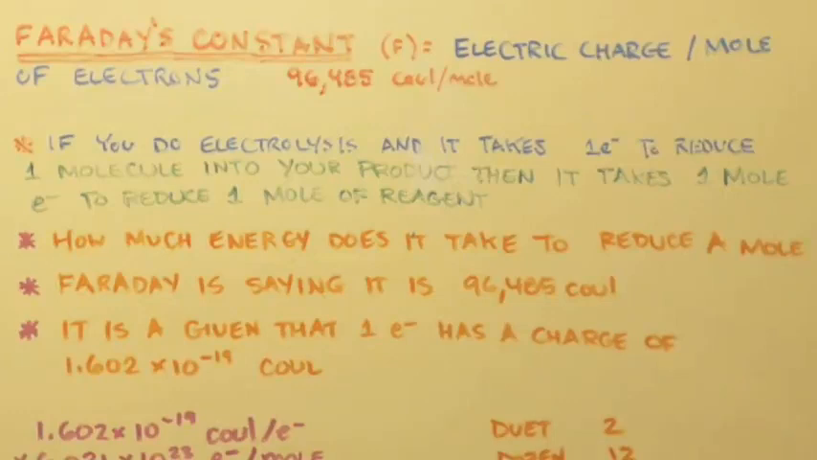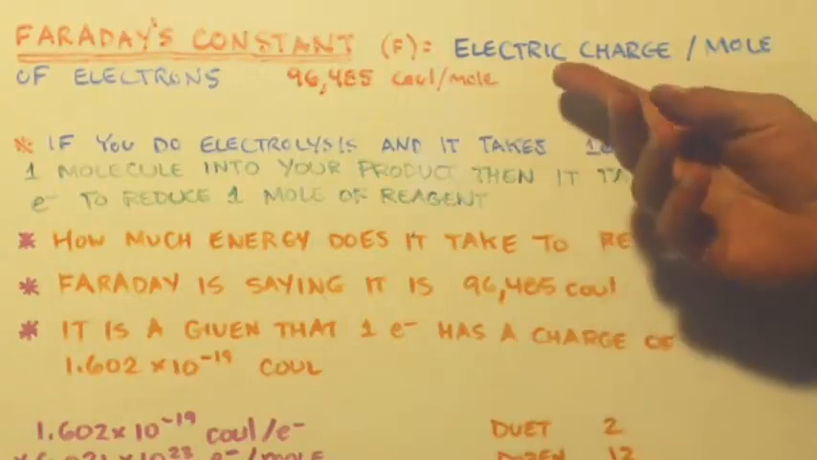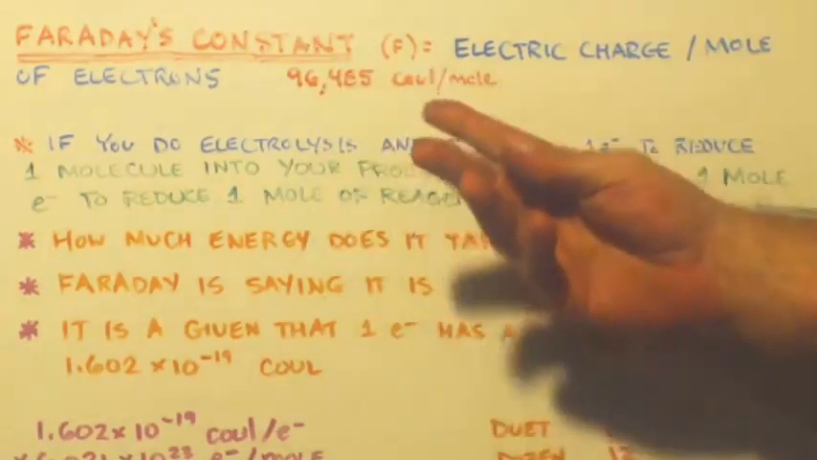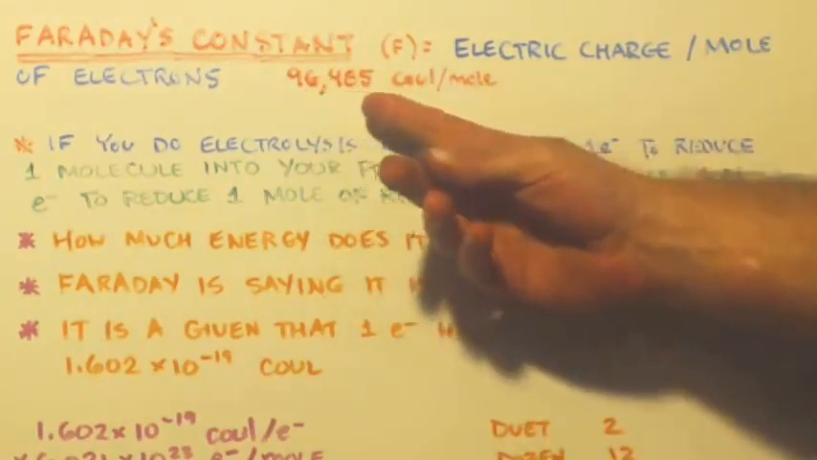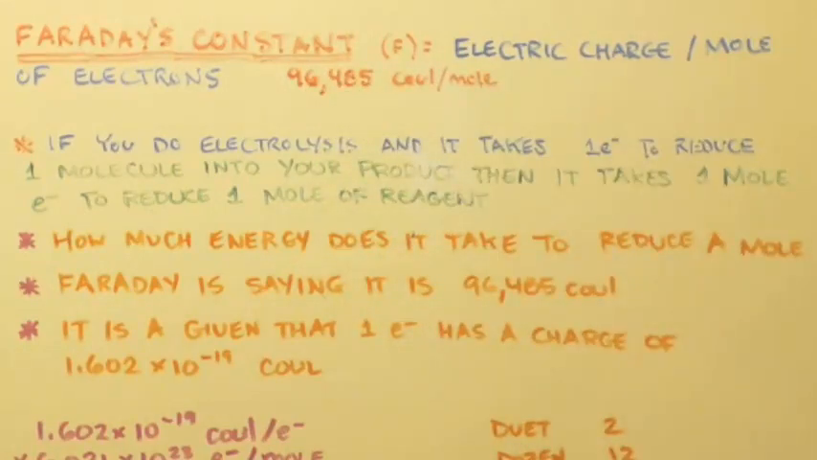This is John Black, Super Chemist. We're here today to talk about what Faraday's constant is. Right here it says electric charge per mole of electrons, and it's 96,485 coulombs per mole.